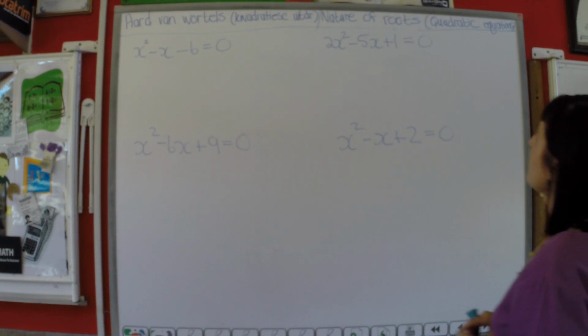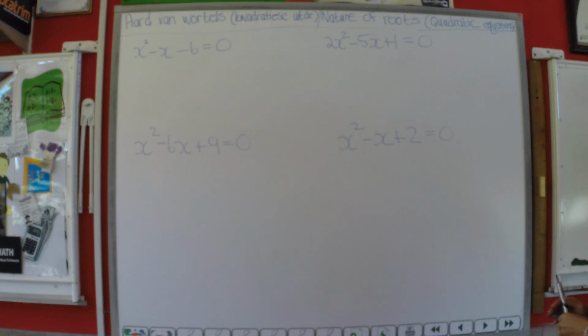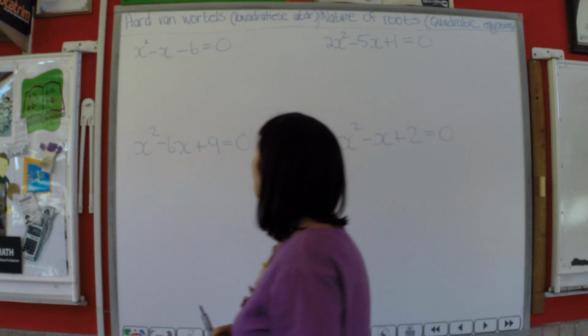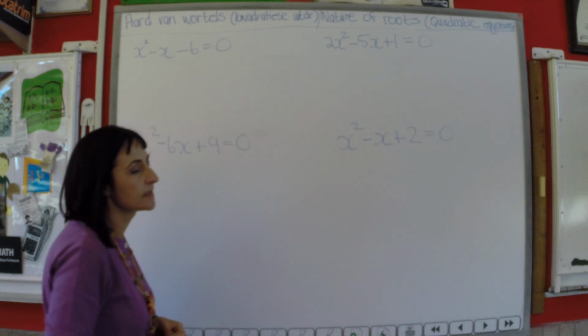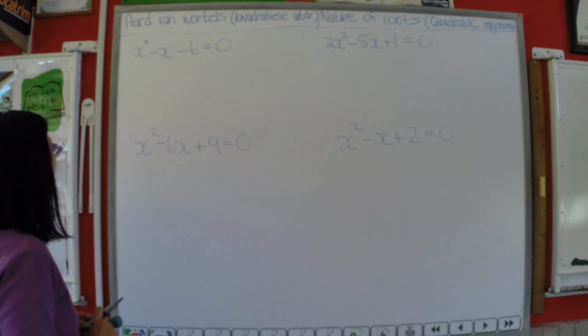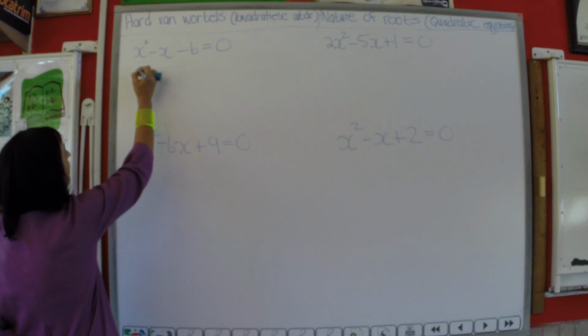So let's get the nature of the roots in the following 4 equations without getting the value of x. So ek wil die aard van die wortels uit hierdie 4 vergelykings hê, maar ek mag nie vir x oplos om dit te bepaal. Okay, so when you get that instruction, you're going to get the value of delta.